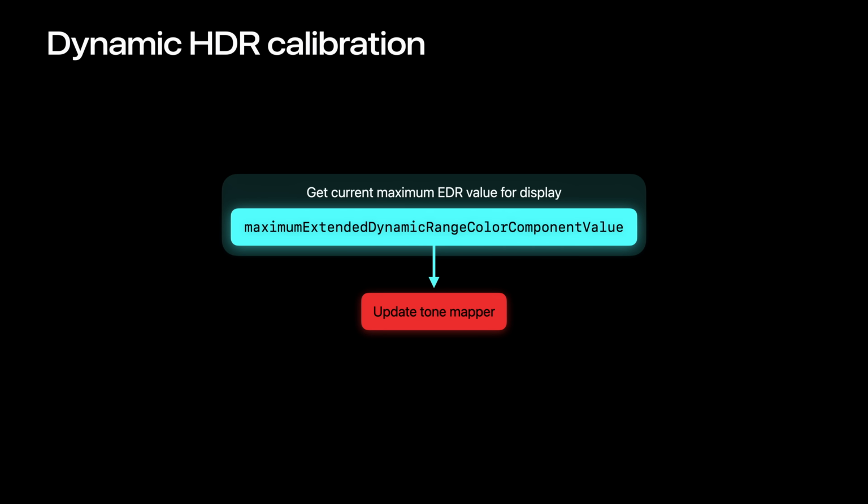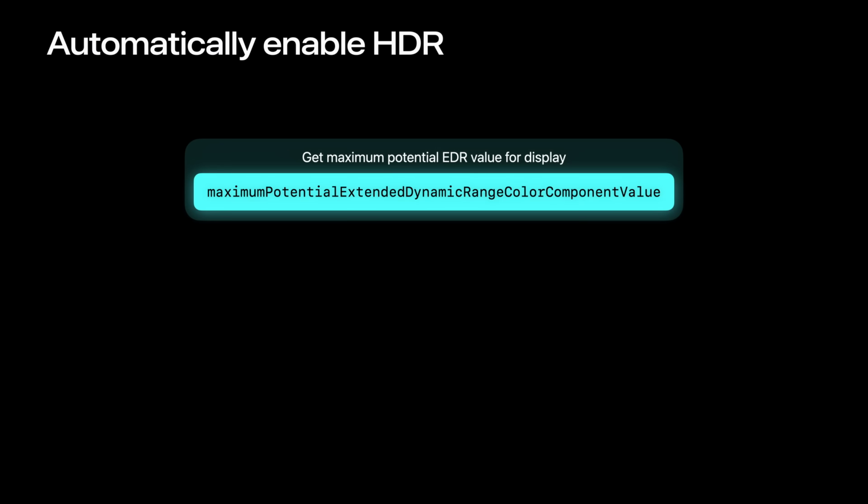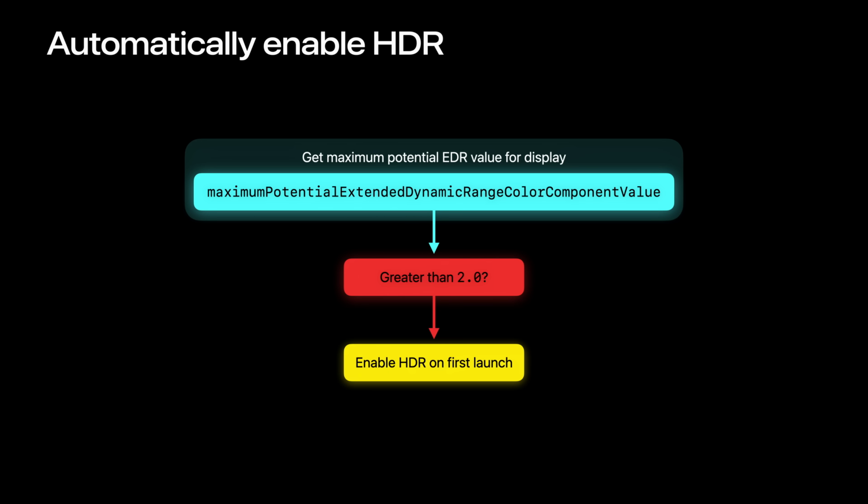on Apple displays. We automatically enable HDR for displays with sufficient EDR headroom, such as Apple's XDR displays. For this, we check the maximum potential extended dynamic range color component value and see if the display's maximum potential EDR value is greater than 2.0. If so, we enable HDR by default for a seamless experience.